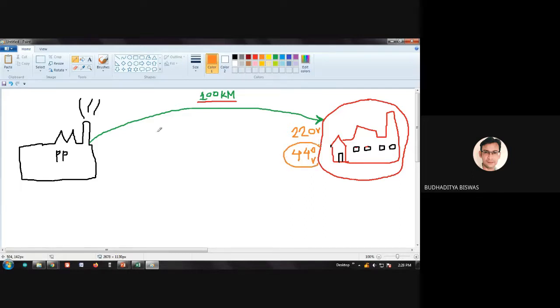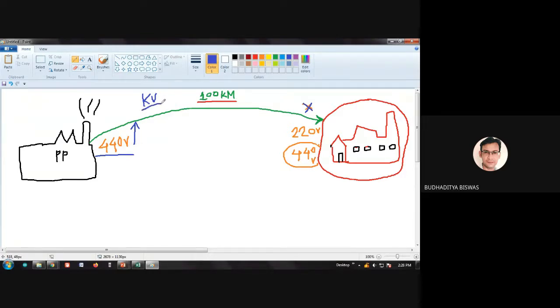But if we only generate 440 volt at the power plant side, then what happens? Due to the huge transmission loss over 100 km, nothing will be received at the receiving end. We'll get zero voltage, so it becomes useless. That means the voltage generated in the power plant needs to be stepped up, to the rating of kilovolts. When the voltage is increased, the current is decreased, because this is done using a step up transformer.